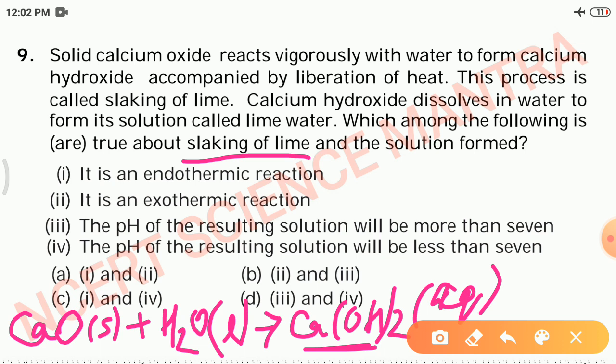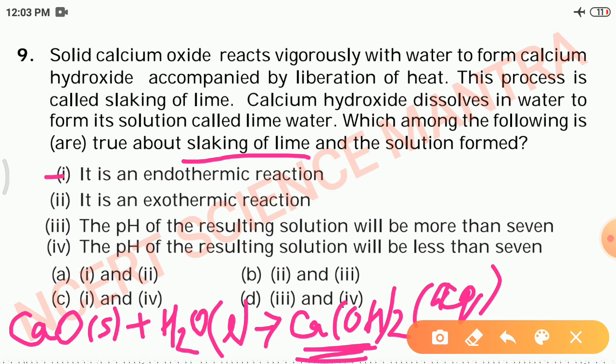lime. During this process, there is the release of a large amount of heat and the reaction mixture gets warmer. It means it is a combination reaction and an exothermic reaction in which heat is evolved. There is the formation of calcium hydroxide, and as we know, calcium hydroxide is a base, and for a base the pH will be more than 7. The pH of bases is 7 to 14, means more than 7. Now we will discuss the statements.